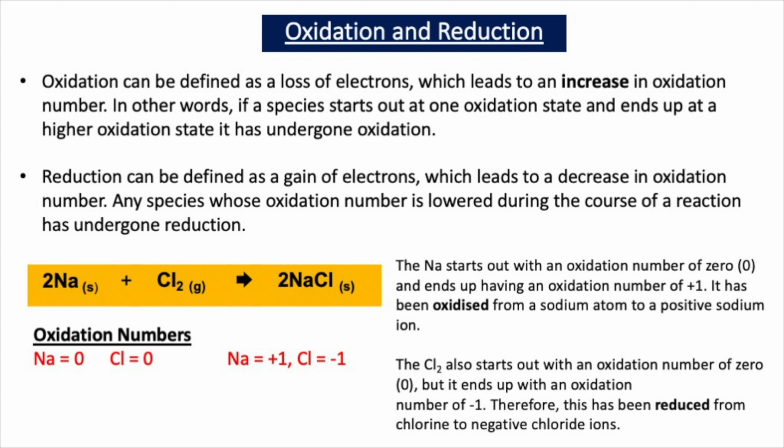Now reduction is a gain of electrons. So chlorine here has gained electrons to form chloride ions. Now to help you remember this, you should remember OIL RIG. Oxidation Is Loss of electrons, Reduction Is Gain of electrons.